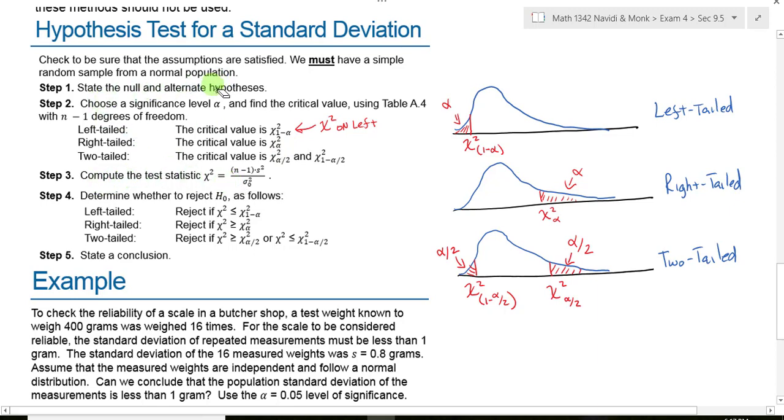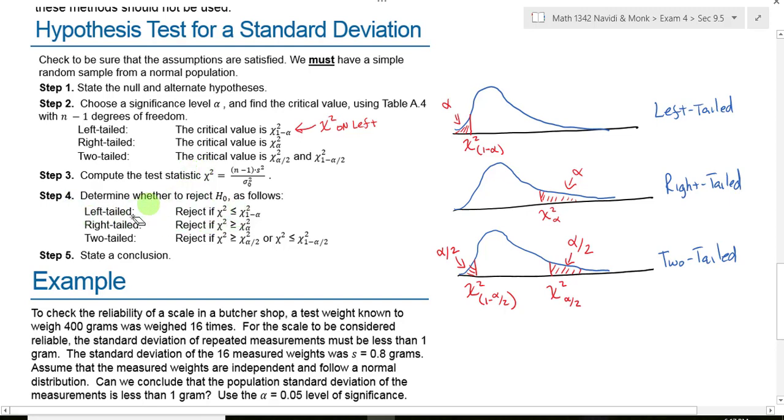Once you write your null and alternative hypothesis, you're going to have numbers for all of the variables here. This number right here is the one that comes from your null hypothesis. You'll know the sample size and your sample standard deviation from the information that's given to you in the problem. So you calculate a number for your test statistic.